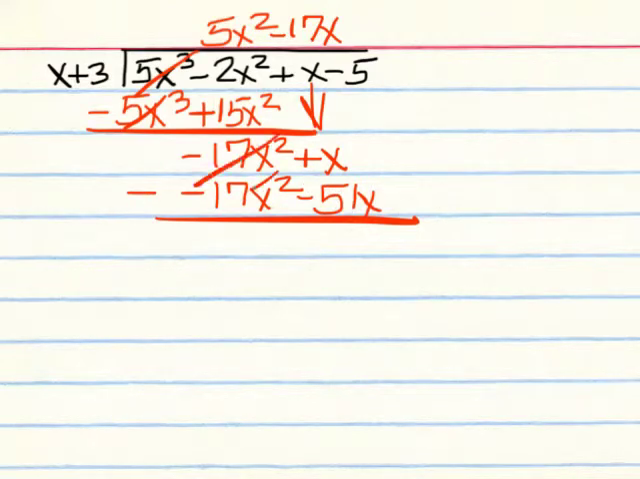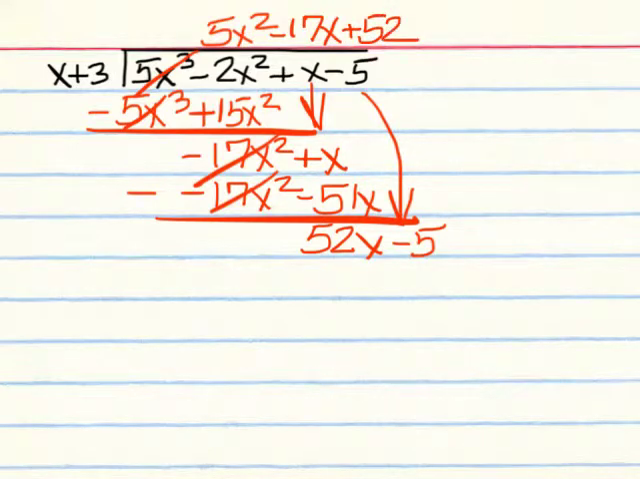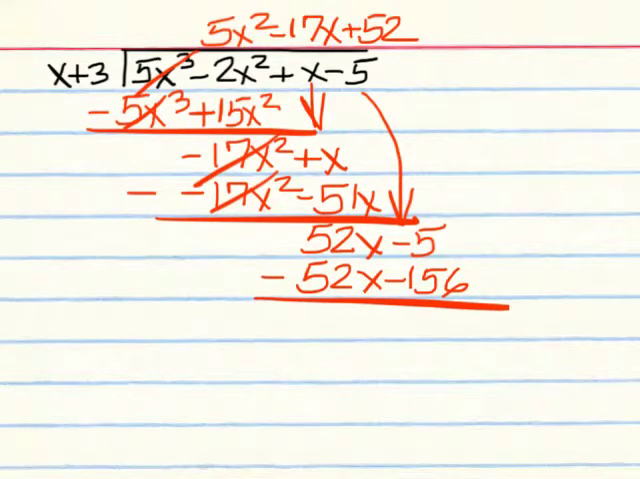So subtract, and these cancel out. 1 minus a negative 51 is going to be positive 52x, and drop your minus 5. I have to multiply this by 52 to get this. So plus 52 at the top, and this times these two will give me 52x minus 156, subtract, and these cancel. Negative 5 minus a negative 156 is a positive 151.